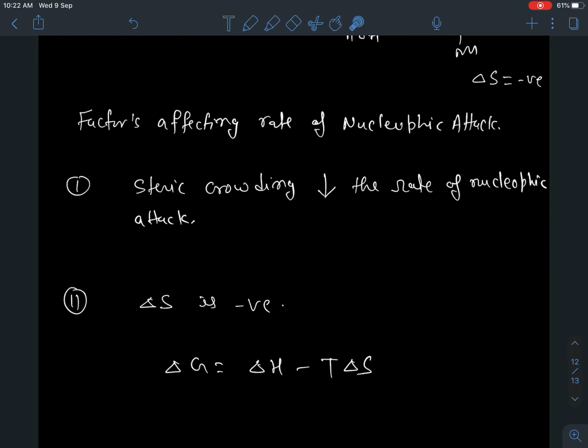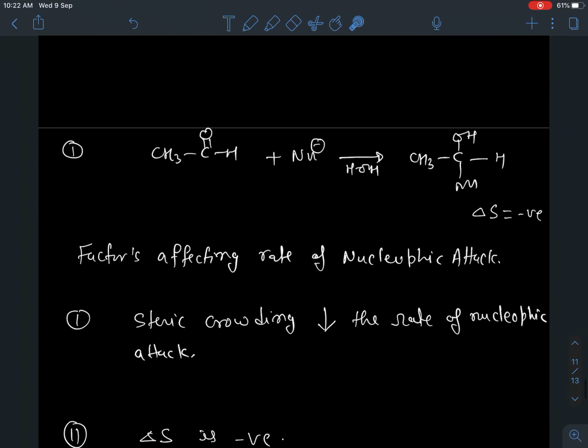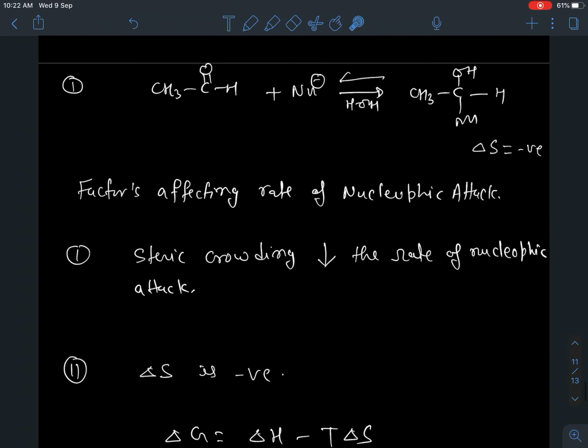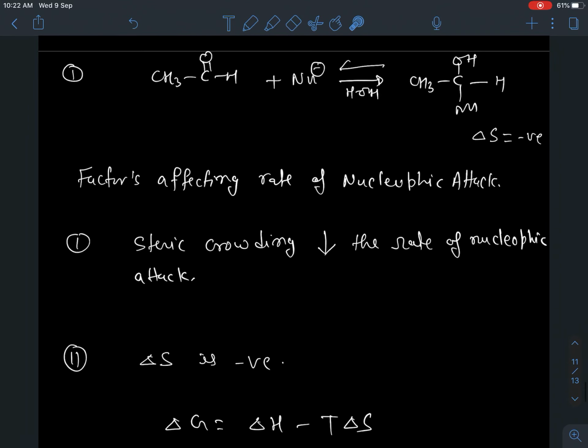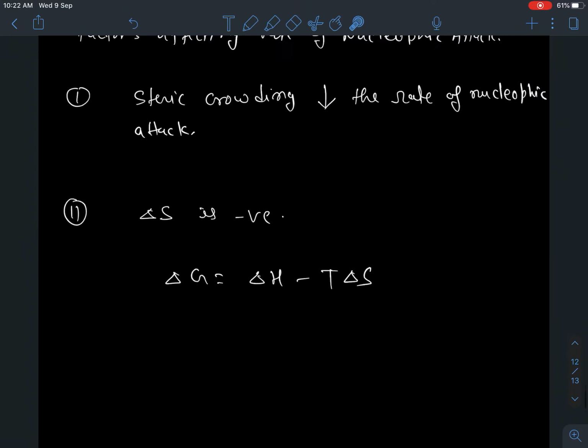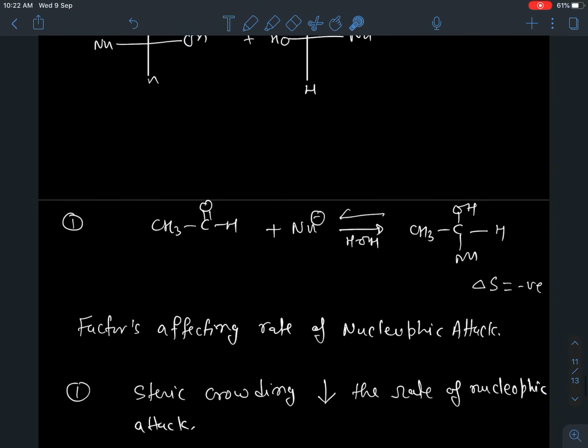And since the entropy factor is not supporting this reaction, what might be the outcome? This is highly reversible in nature, with a huge tendency to come back. That's why most of the reactions where nucleophilic attack takes place here are reversible in nature. I'll cover them one by one, but it is reversible in nature. There are a few which are not reversible. So delta S is negative, delta G is affected, so we need to monitor this factor also whenever it is possible.